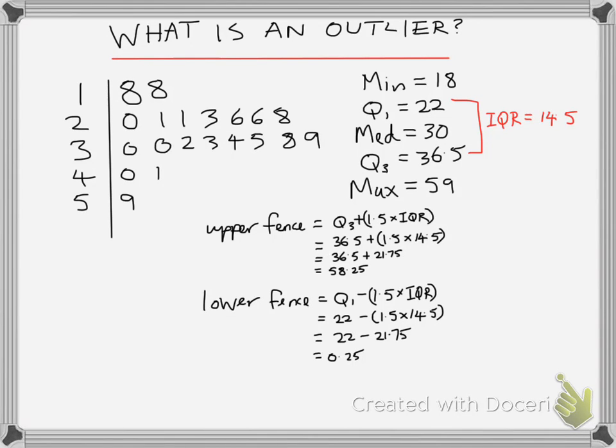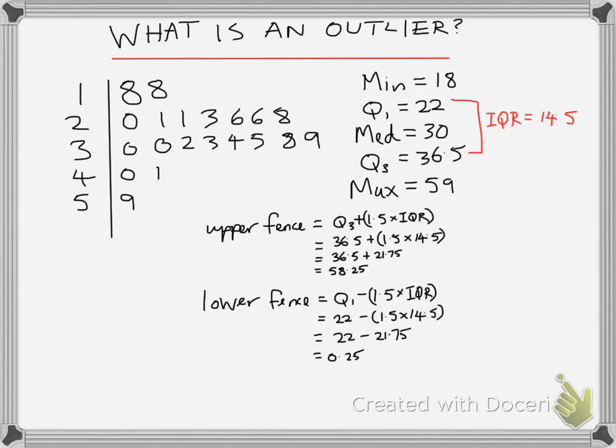An outlier is a value that's considered to be unusually large or unusually small compared to the rest of the values in a sample. So how do we decide how large a value can be before we call it an outlier? Or how small can a value be before we'd call it an outlier?